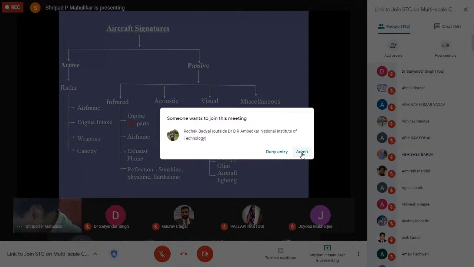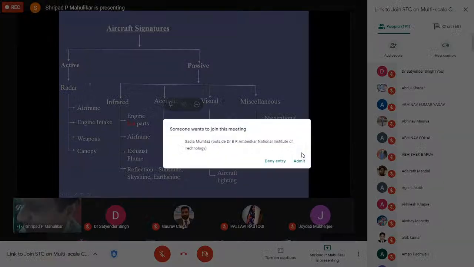Is there any role of satellites in creating the aircraft signatures or radar, sir? Yes, satellites also can give information. Satellites can also give information about the aircraft, but most of the information about approaching aircraft is given using surveillance radars, and most surveillance radars are ground based, while satellites also can be used for giving information.